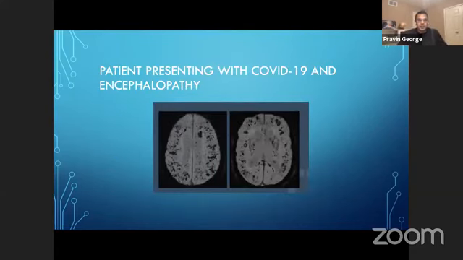This is a susceptibility weighted image, and you can see these are all tiny microhemorrhages all throughout the brain. I thought that this was a fascinating picture to take a look at, especially with some of the neuropathological findings that I'll go over later.